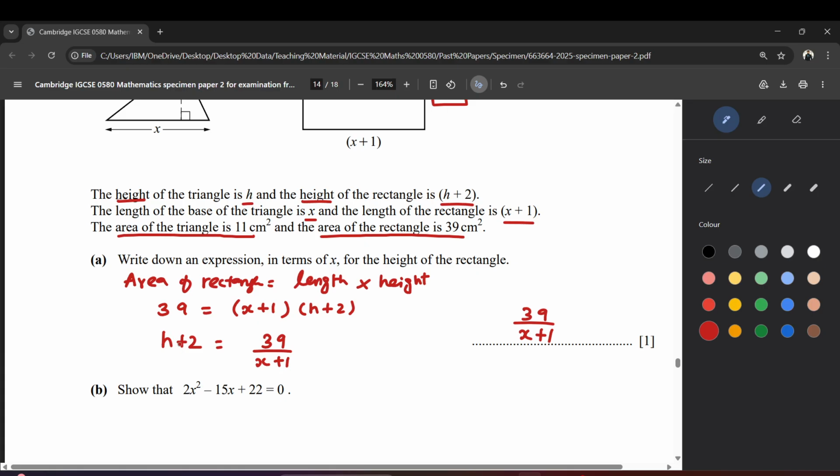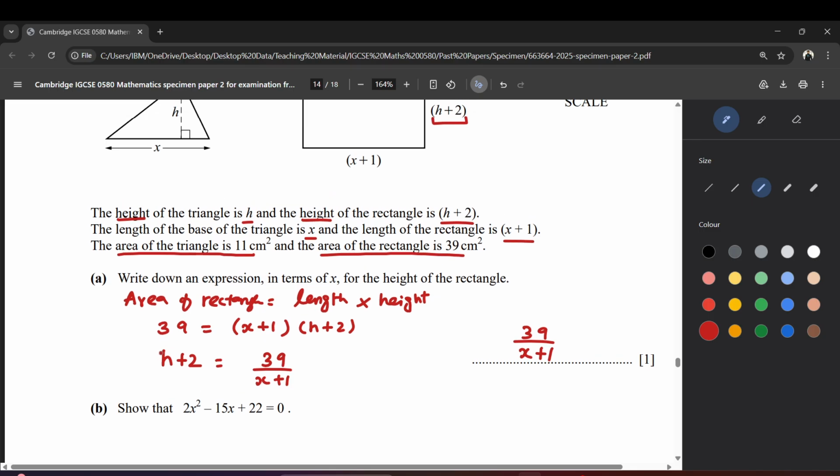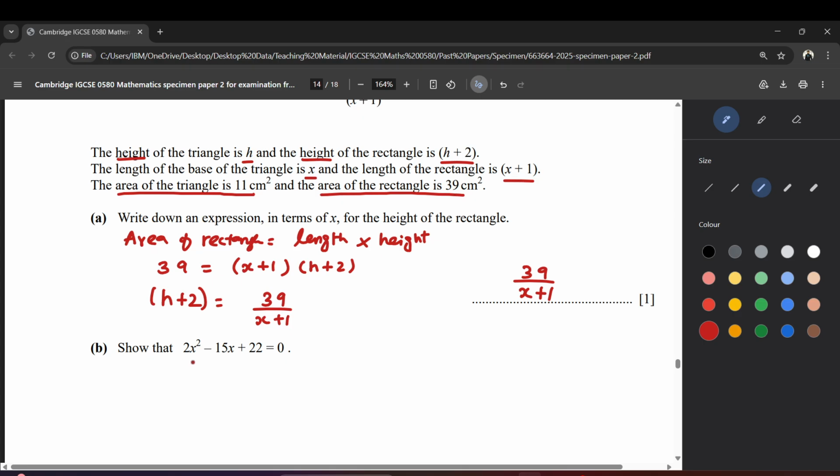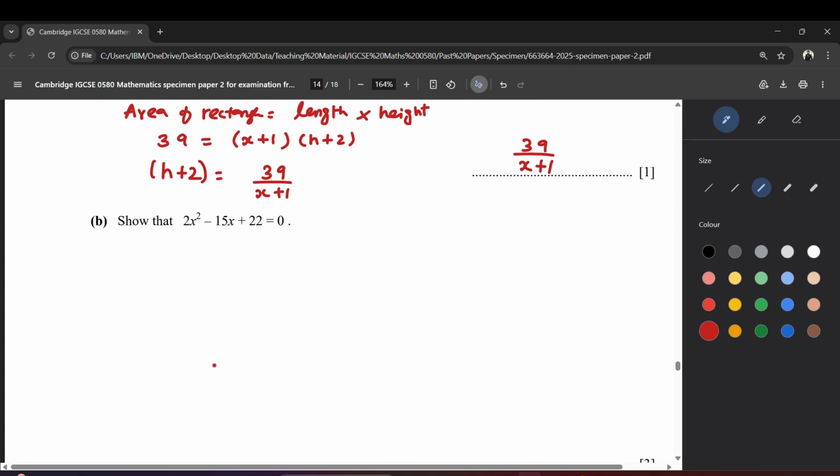Okay, h is not the height of the rectangle. h plus 2 is the height of the rectangle. So h plus 2 should be made the subject of the formula. Then it says show that 2x squared minus 15x plus 22 equals 0.